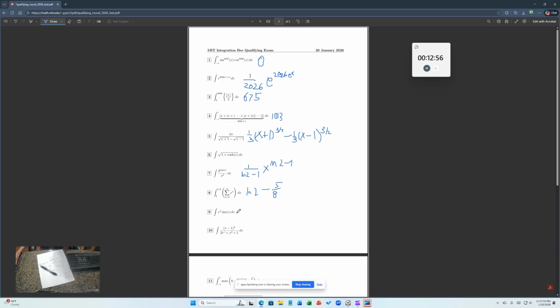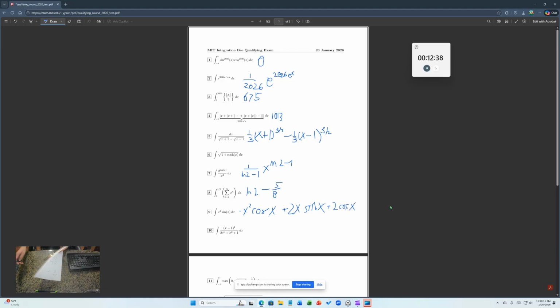So the final answer is negative x squared cosine x plus 2x sine x plus 2 cosine x.